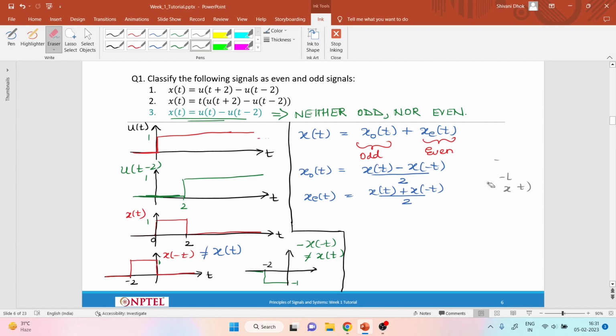And now if you add these two components, then you will be getting x of t plus x of t by 2. That is, these minus t components will get cancelled, and whatever is remaining will be x of t plus x of t, that is equal to x of t. So therefore any signal x of t can be simply decomposed into two components, one is odd and other is even. So let us try to do that with this given example.